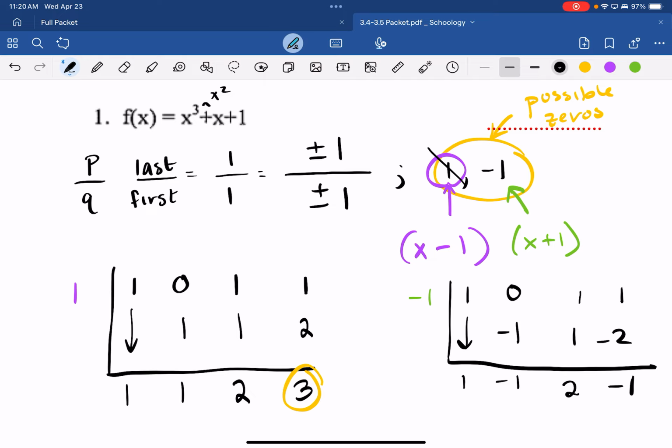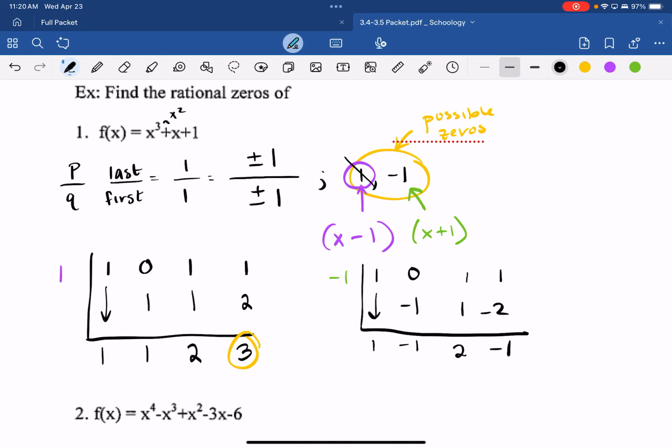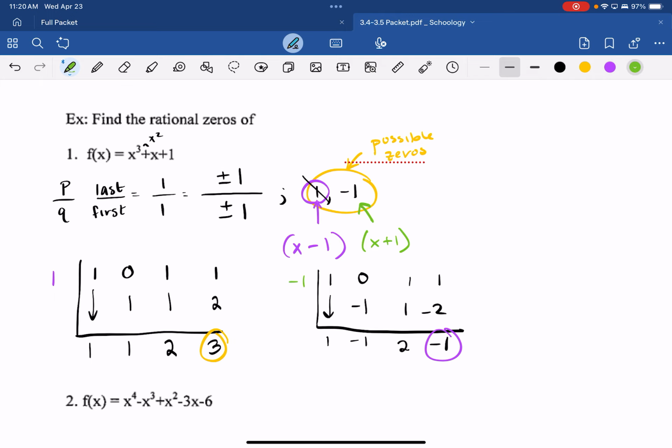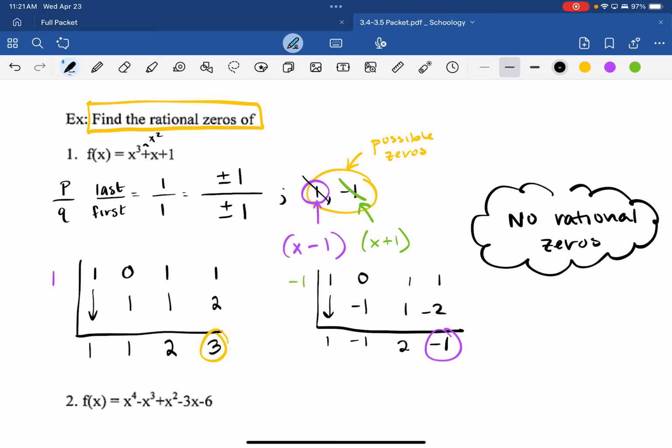Okay. So it doesn't work, right? So all we found out here is that both of these zeros don't work. Read my directions. Find the rational zeros. Is an imaginary number a rational 0? So all we would write here is no rational zeros. Okay? No rational zeros.